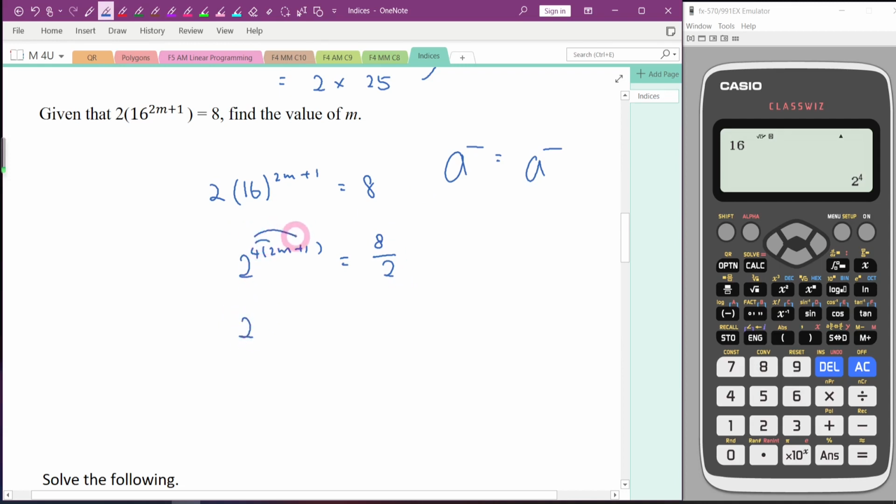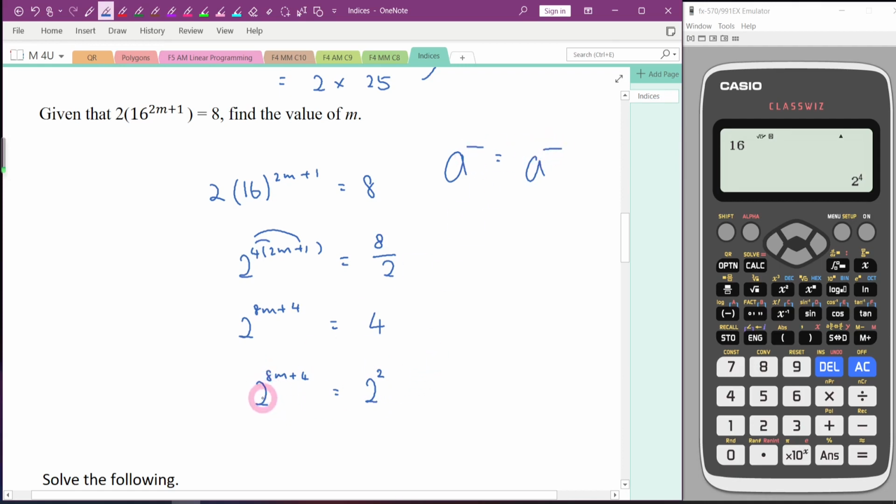Do some expansion over here. 8 divided by 2 is actually equal to 4. Okay, it becomes simpler right now. So I think you should be able to know how to continue doing it. So 4 is actually equal to 2 power 2. This is what I mean just now.